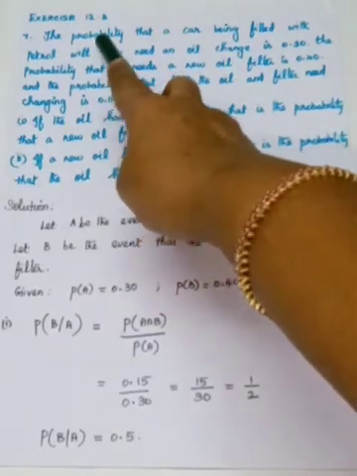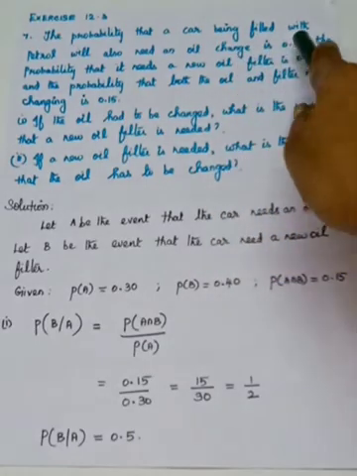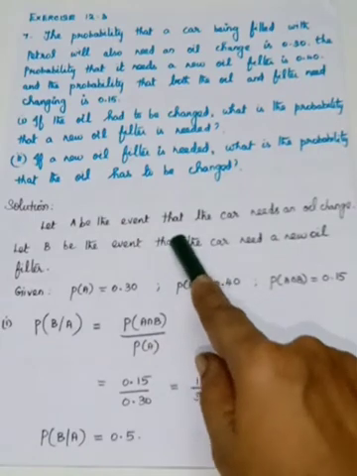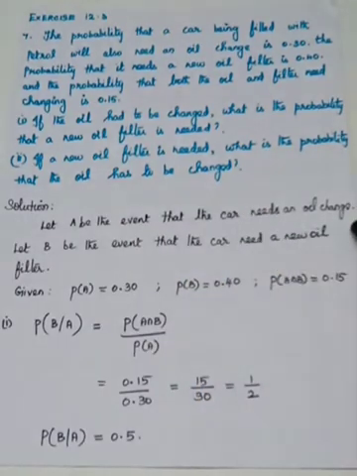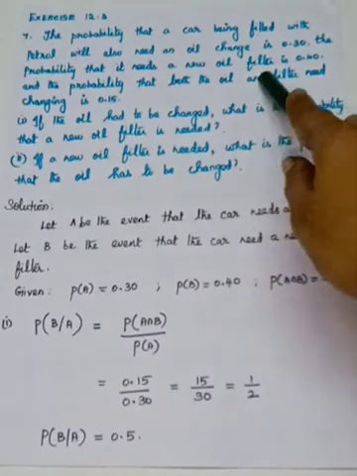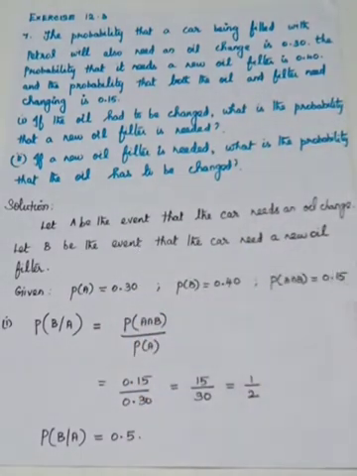The probability that a car will also need an oil change is 0.30. So let A be the event that the car needs an oil change. If the car needs an oil change, that is the A event. And next probability, it needs a new oil filter. So let B be the event that the car needs a new oil filter.